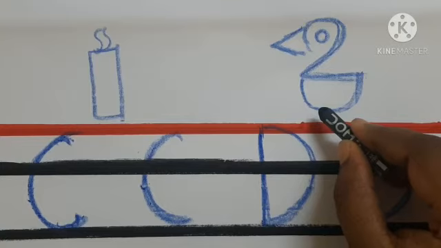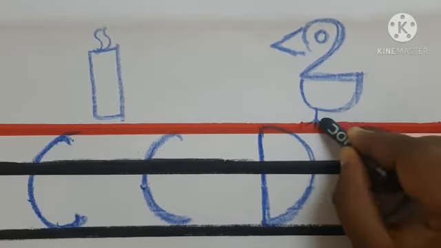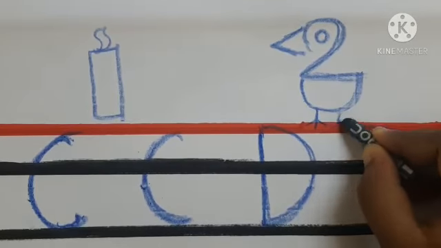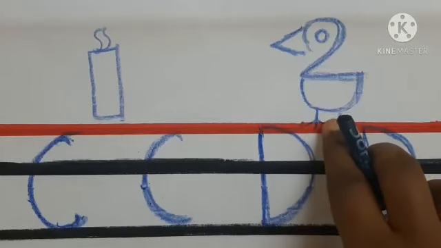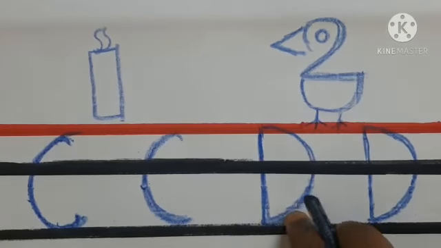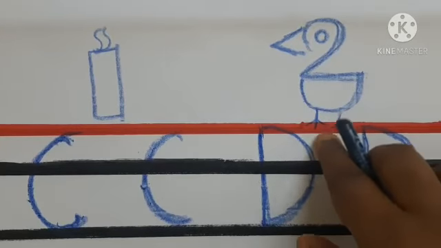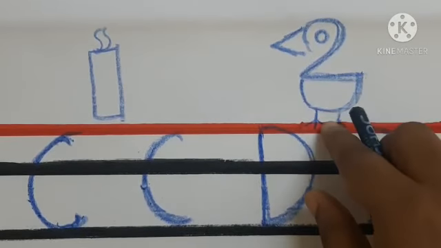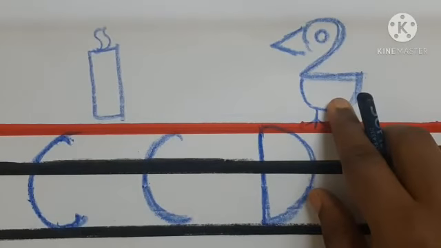See these, children, how is it? It's looking like a duck, no? Yes, this is a duck. D says da. What is the da sound word? Duck. K, candle. D, duck.